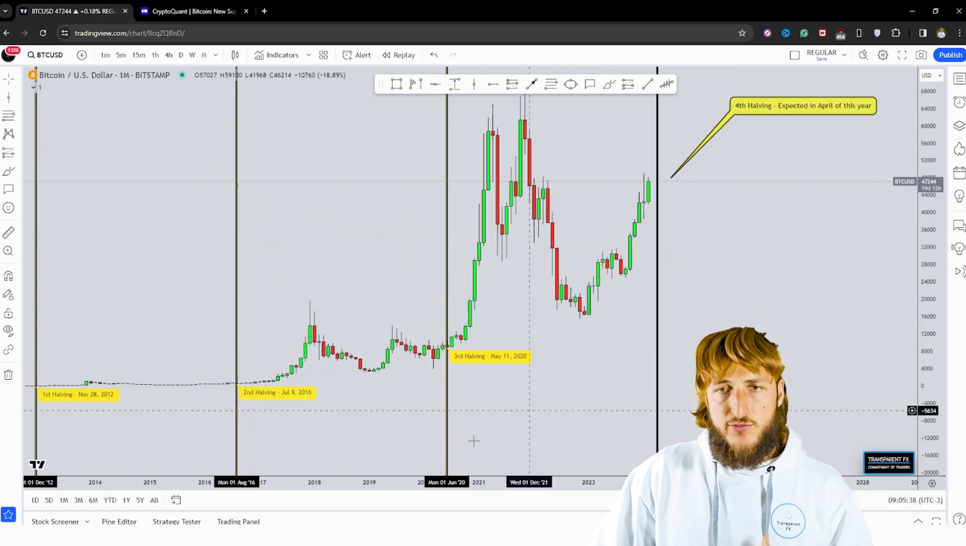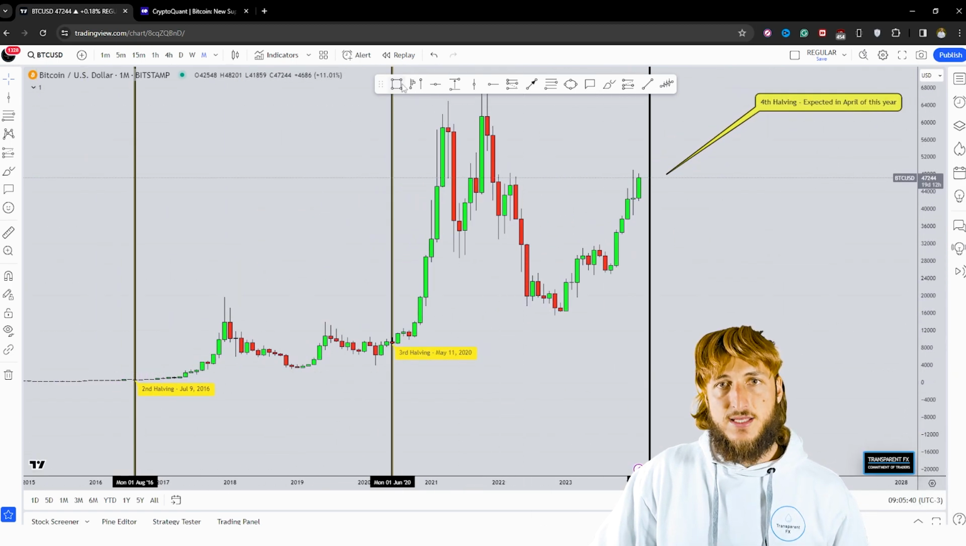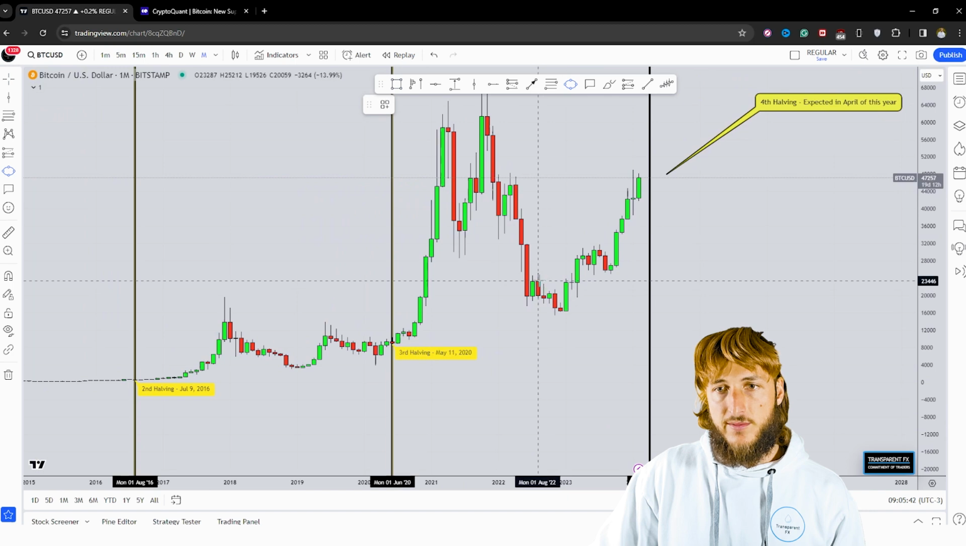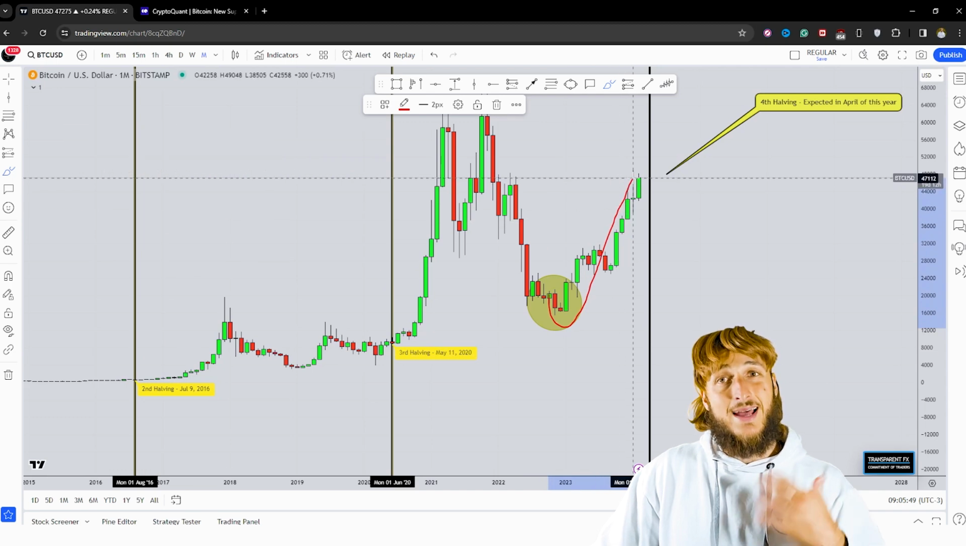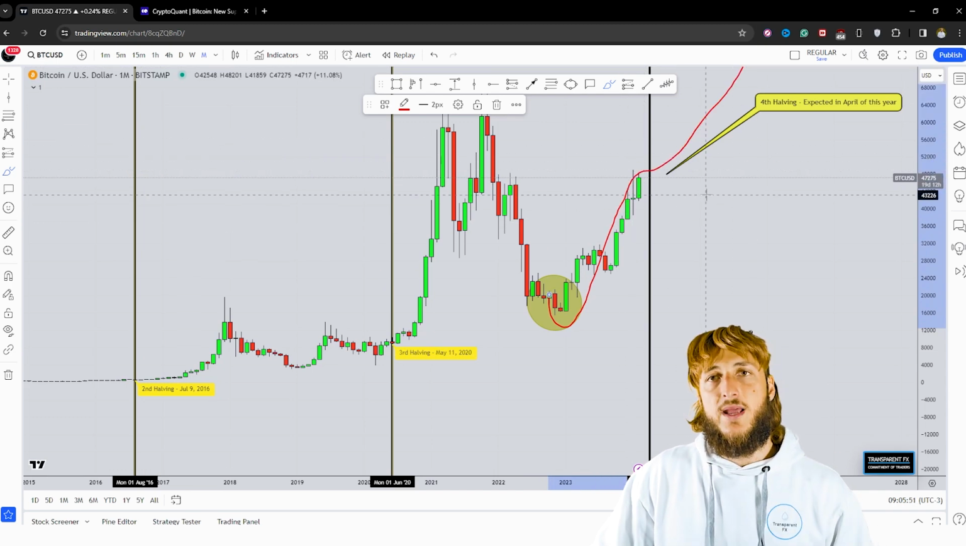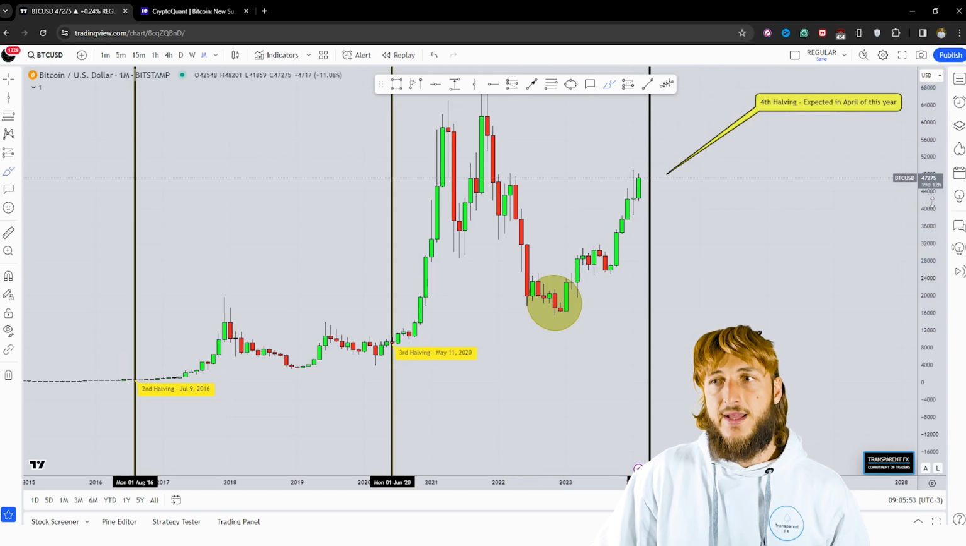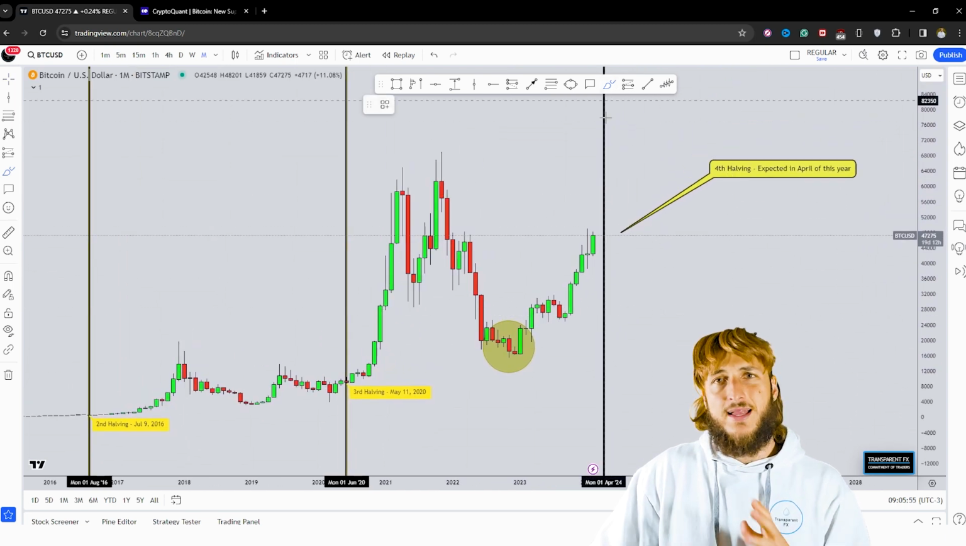Now, if you remember, when the market was at this area here, exactly around this zone, this is where I said from here, I expect the market to start pushing higher. Then after the next halving, then is when I expect new all-time highs, right? That was my opinion on the crypto market, and that has not changed.